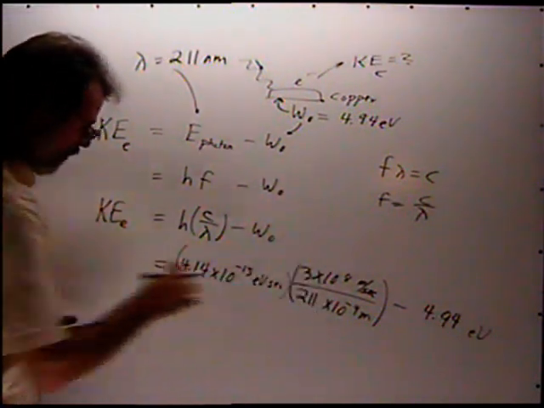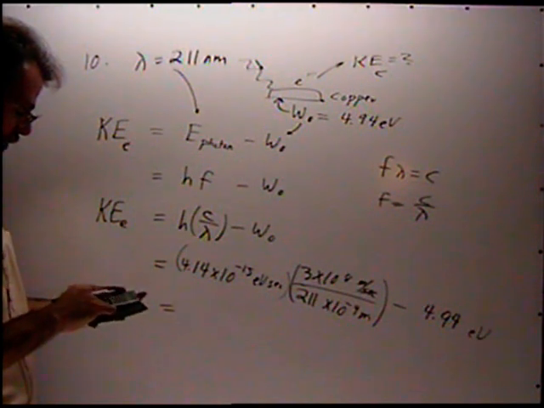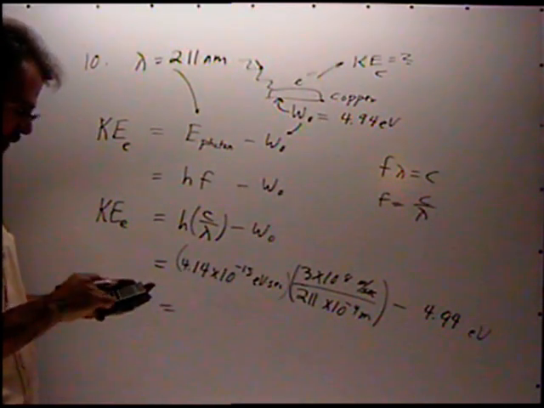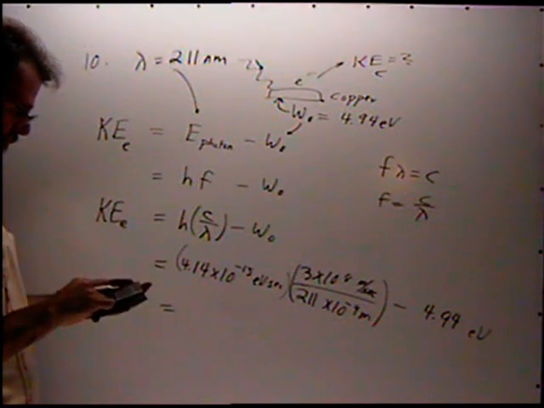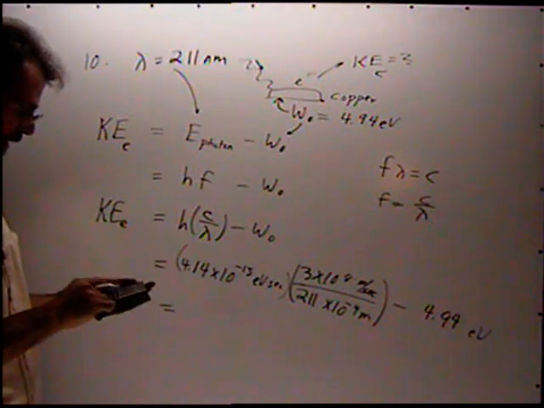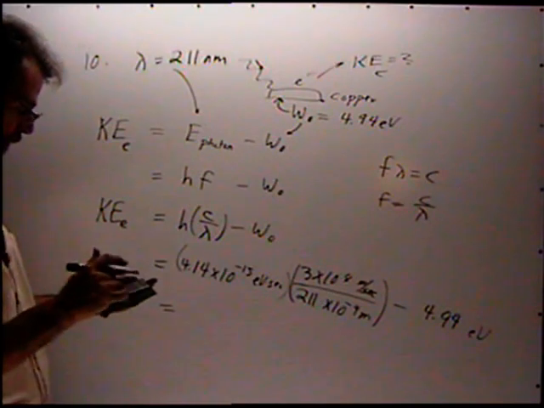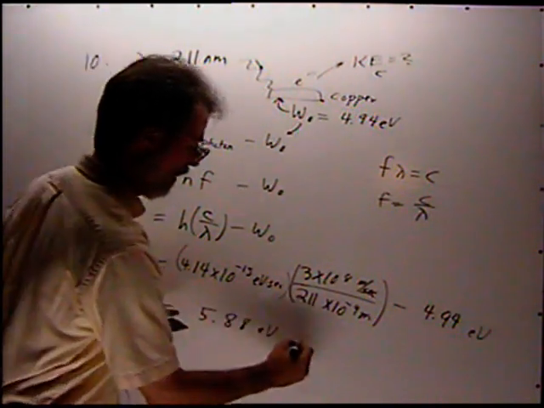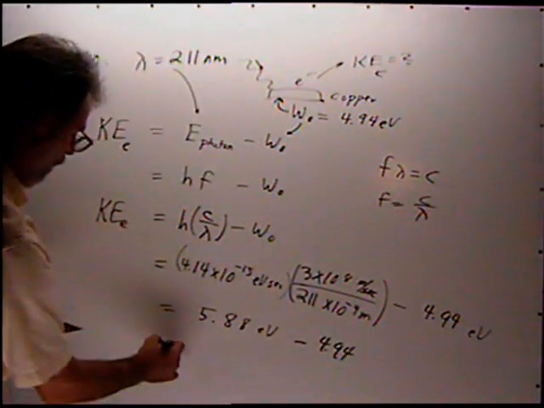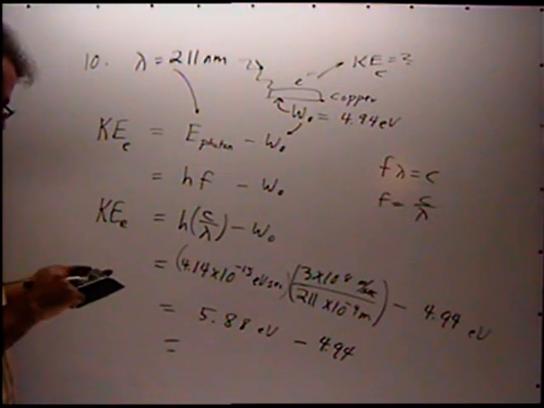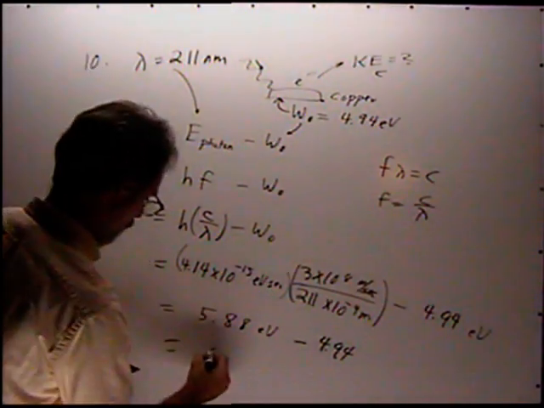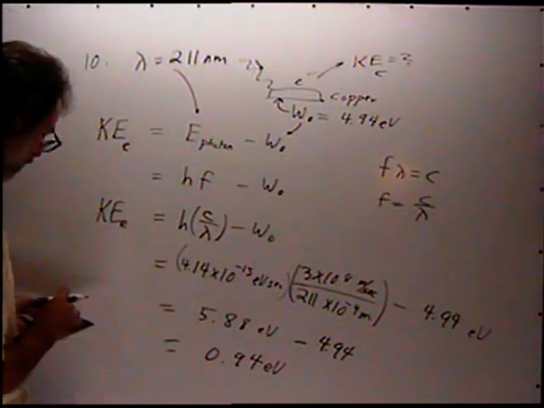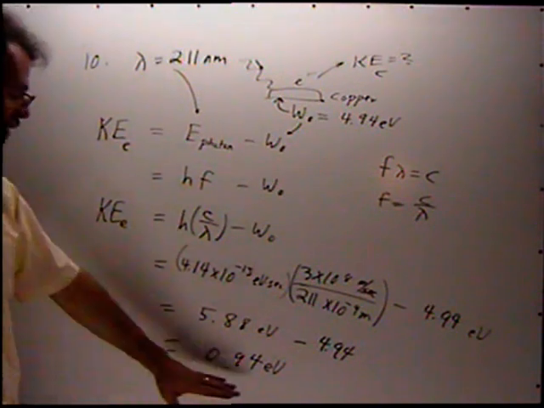Okay, so this first term here is 4.14 e to the minus 15 times speed of light divided by the wavelength. Okay, and I get 5.88 electron volts. That's the energy of the photon, and I had to subtract the work energy. And I get a kinetic energy of 0.94 electron volt. So the electrons would come off with this amount of energy.